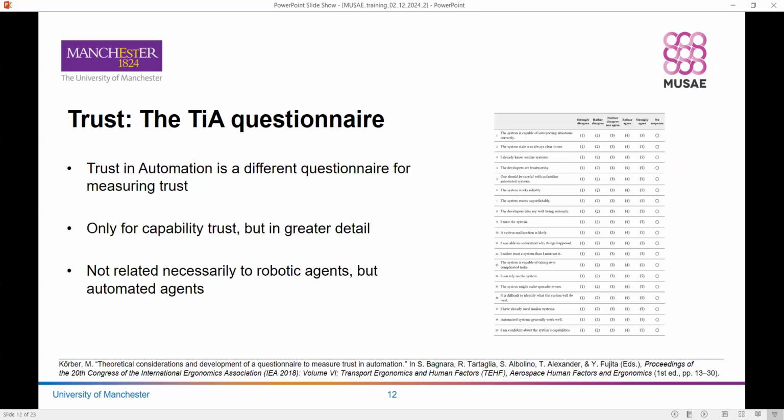Another questionnaire is the Trust in Automation questionnaire that, again, is only related to capacity trust. So it explores it in greater detail than the multidimensional measure of trust questionnaire. It's also good because while the MDMT questionnaire refers to robots specifically, this one doesn't refer to robotic agents, but to automated agents. So you don't necessarily need a physical embodiment in this case, which makes this questionnaire more versatile.